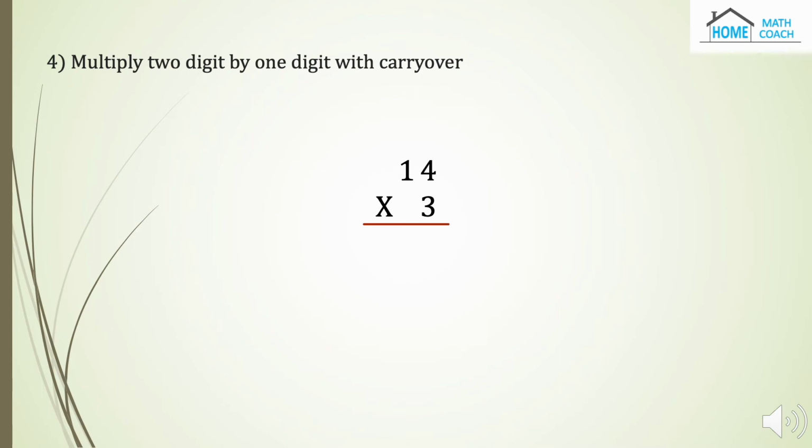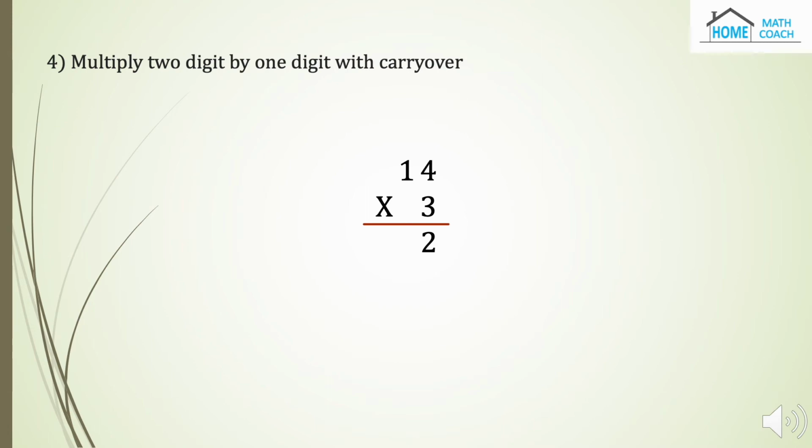Using this problem we did earlier as an example, we first multiply 4 by 3 to get 12. We write down the 2 as the answer in the ones place. We don't want to write down the 1 as carryover, and I don't want them to remember that number in their head either because it is prone to error.